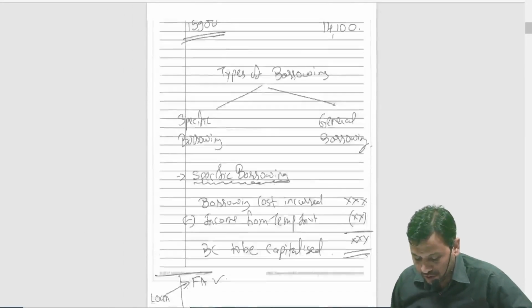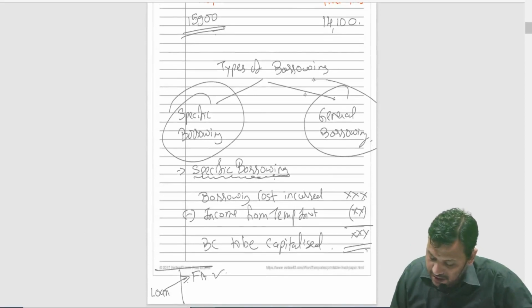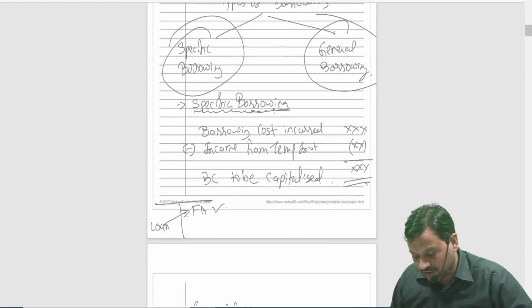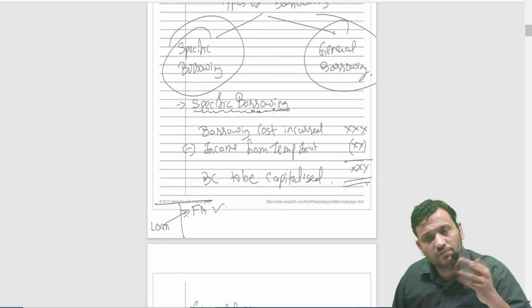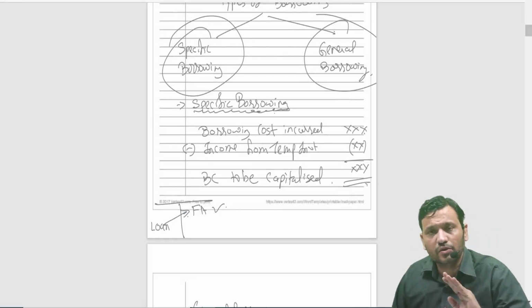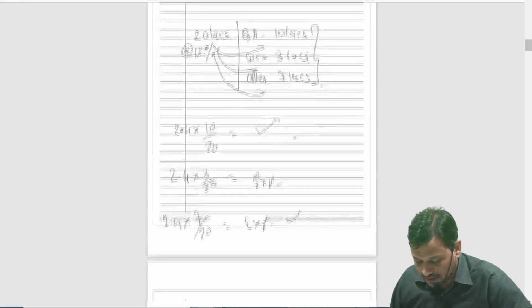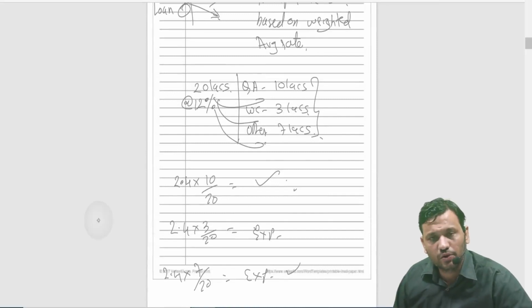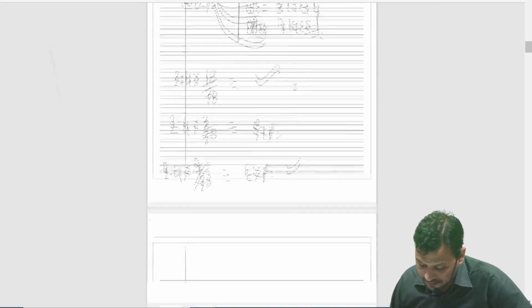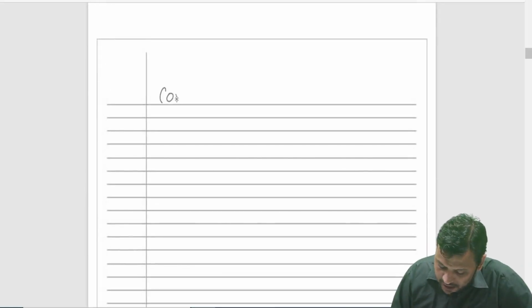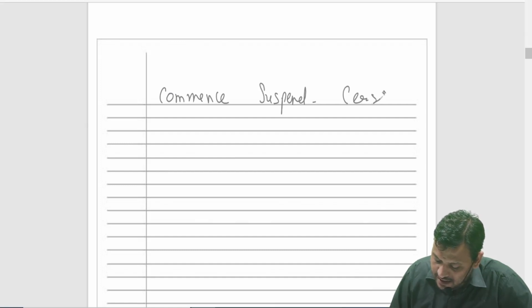So two types of borrowing, specific borrowing and general borrowing. Specific borrowing, whatever borrowing cost is incurred, fully capitalize. General borrowing, it will be based on the interest rate applied on the qualifying asset. That is the best option, or you can say in the ratio. Now, three things which I'll just speak up orally: commence, suspend, and stop, or I can say cease.